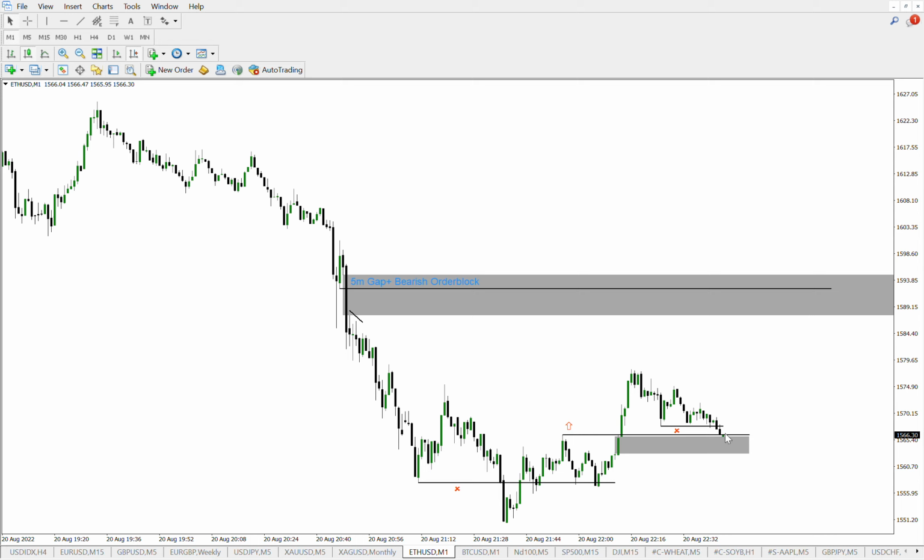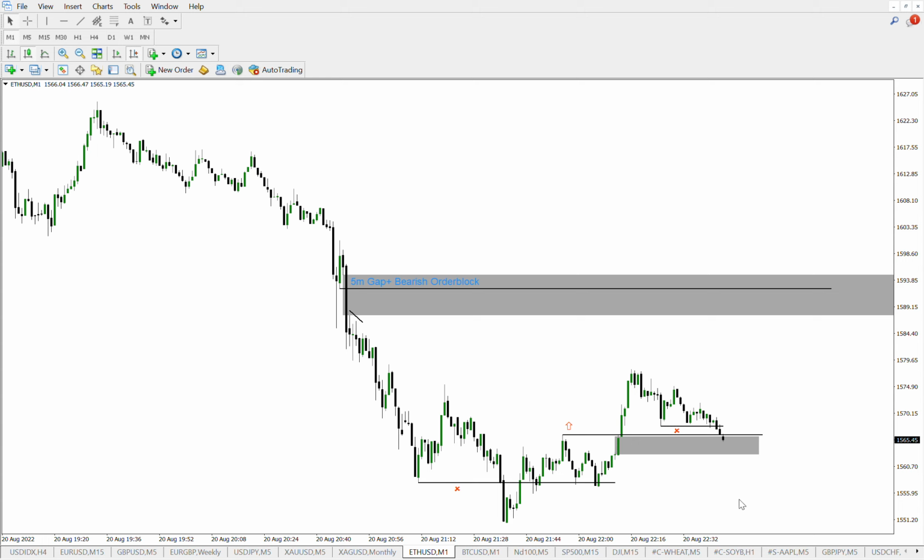Especially when we're going against the higher time frame order flow, because if we're really bearish, which I think we are on crypto, on Ethereum and Bitcoin, we could potentially just slide right through this fair value gap and then look to target these lows in here.